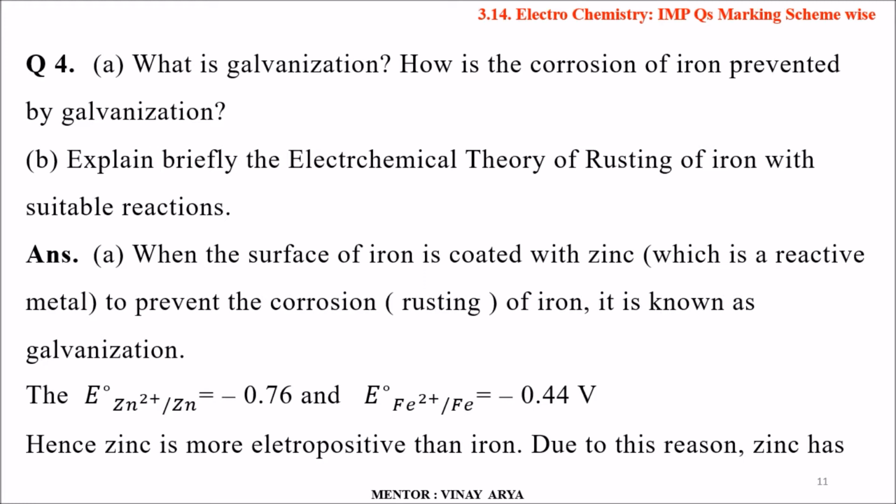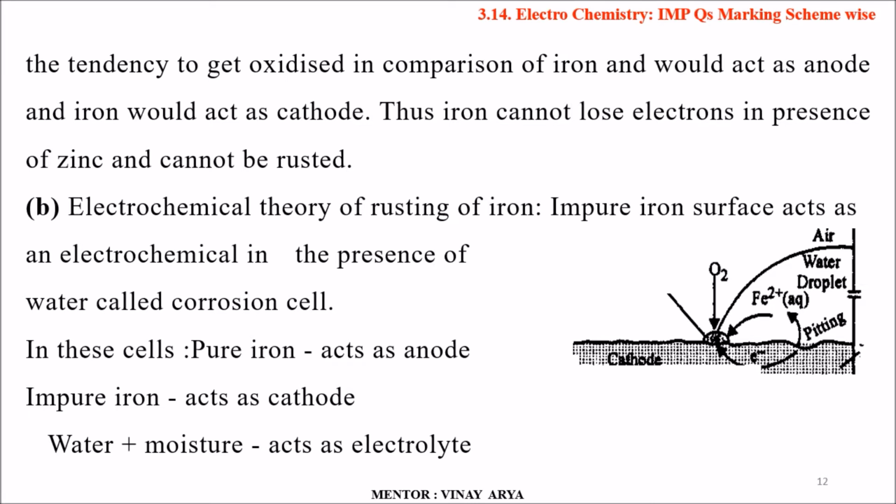Hence, zinc is more electropositive than iron. Due to this reason, zinc has the tendency to get oxidized in comparison to iron and would act as anode, and iron would act as cathode. Thus, iron cannot lose electrons in the presence of zinc and cannot be rusted.